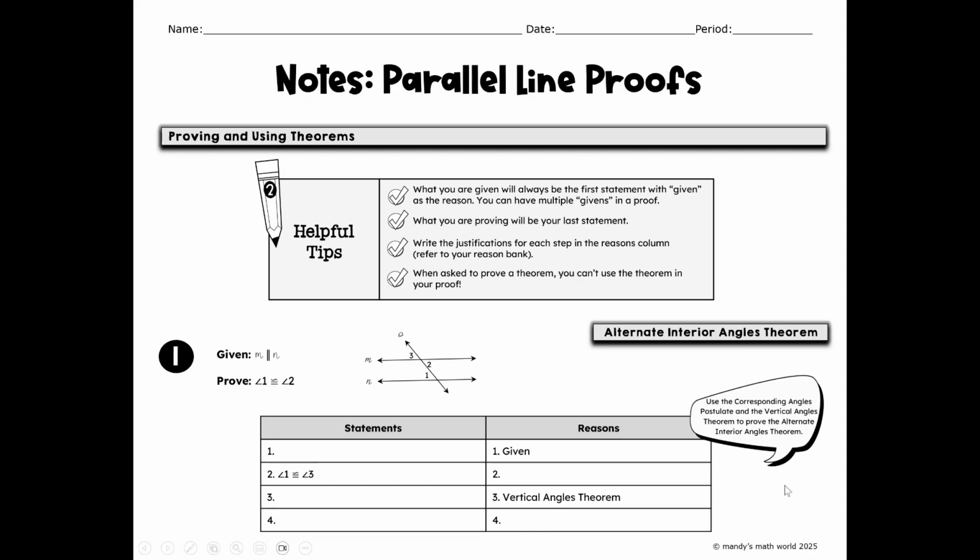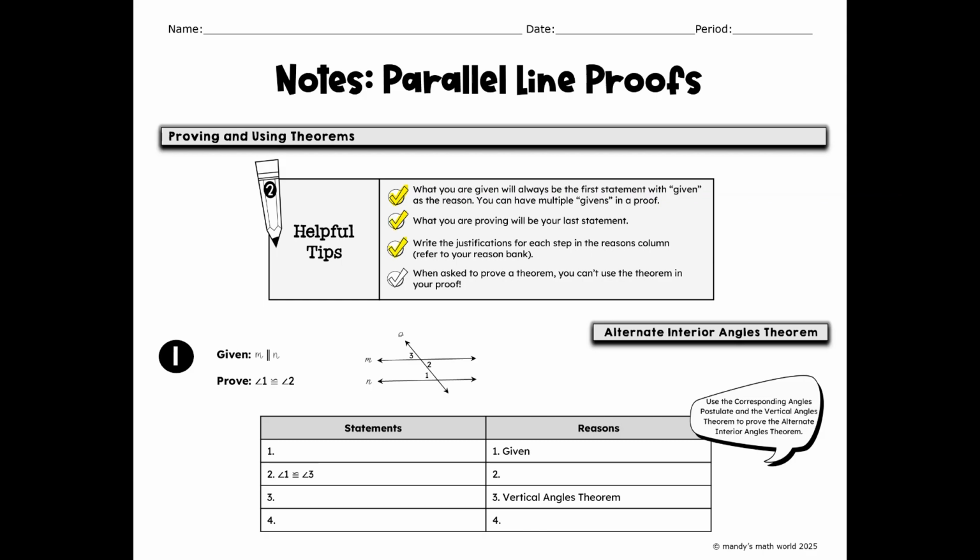Some statements will be filled in on the left, and we're asked to find the reason. Some reasons will be filled in on the right, and we're asked to find the statement. And just a reminder, some helpful tips whenever you are filling out a proof. What you're given is always going to be the first statement, okay? You can have multiple givens in a proof, and given is the reason, right? So what you're given is the statement, given is the reason. What you are proving is always going to be your last statement.